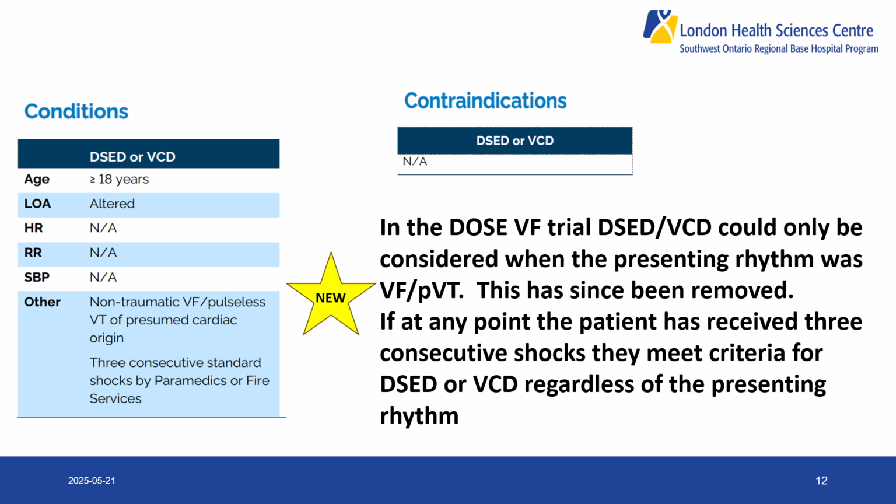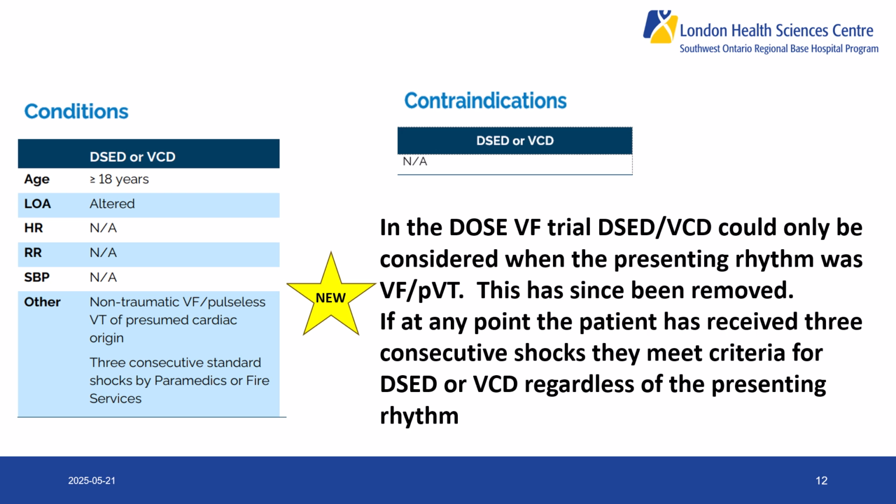Let's review the directive. Under conditions, you see the age of the patient must be 18 or greater. We are looking for non-traumatic VFib or pulseless VTach of presumed cardiac origin, and 3 consecutive shocks must be delivered by paramedics or participating fire services prior to the switch to vector change defibrillation.